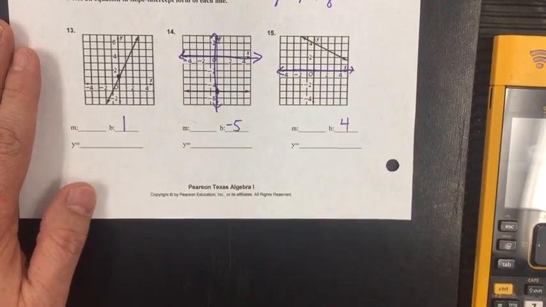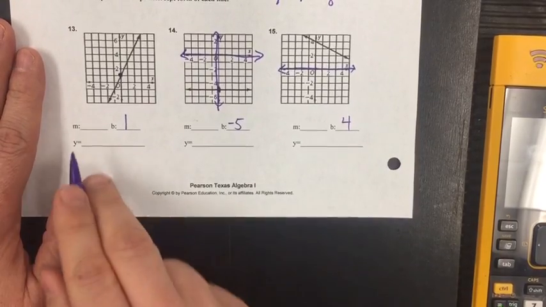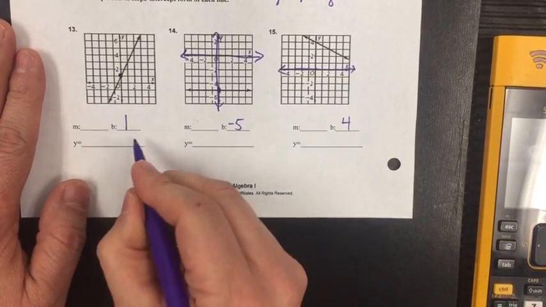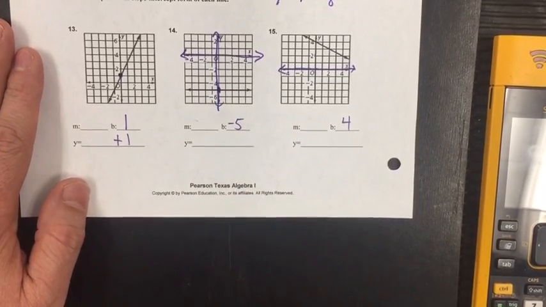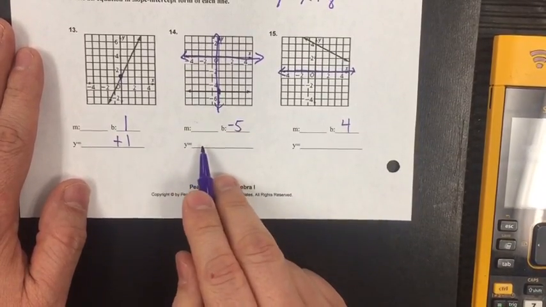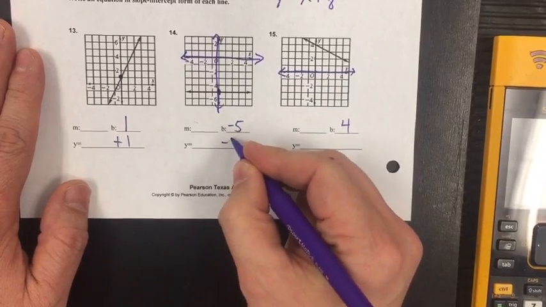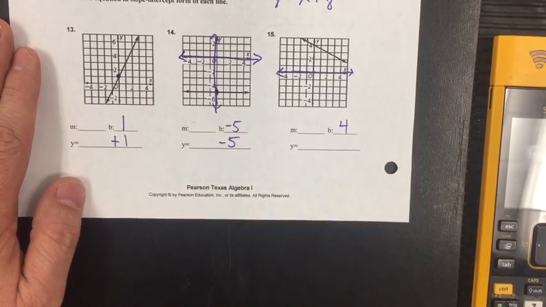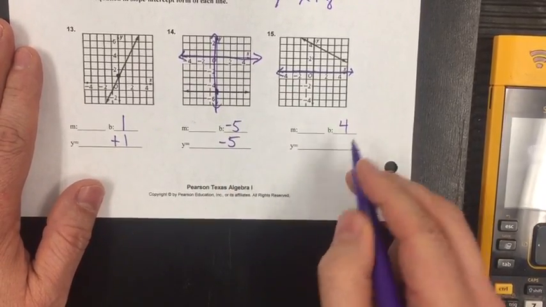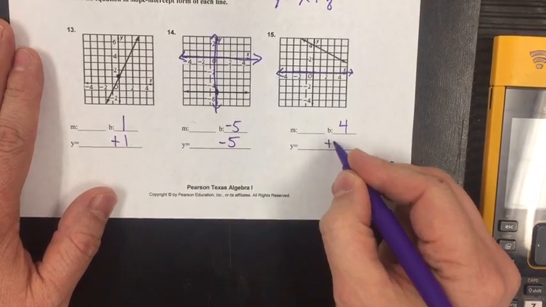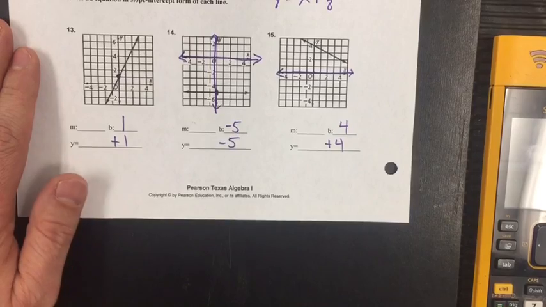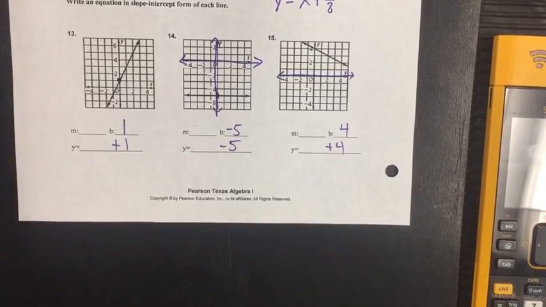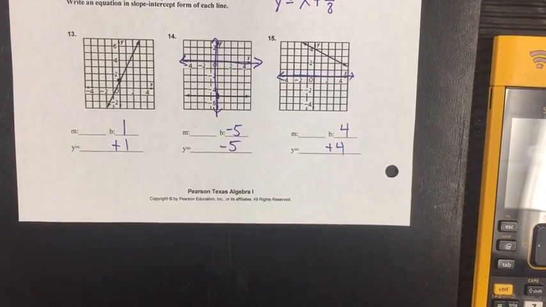So we've gotten half of our answer already. You're going to have y equals something x, and then for 13 you're going to have a plus 1. For 14 you're going to have y equals something x, and then minus 5. For 15 you're going to have y equals something x, and then plus 4. You with me? Now how do we get the m? The b was pretty easy. We started with the b. The m, yeah, it's counting our stair steps.